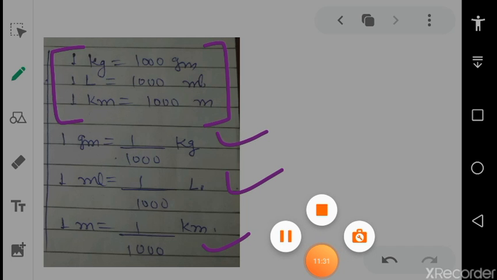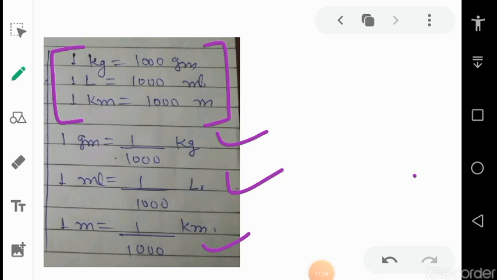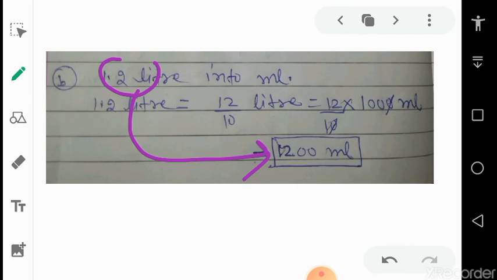So students, remember these conversion units. If you make a mistake by doing the multiply or division, you will not get the answer. If kilogram is converted into gram, multiply by 1000. If liter is converted into milliliter, multiply by 1000. If kilometer is converted into meter, again multiply by 1000. So there is a particular pattern and you can easily remember these formulas. Now let's revise a few points in this video.